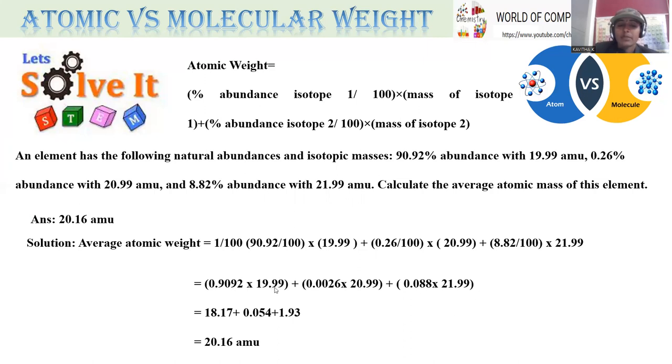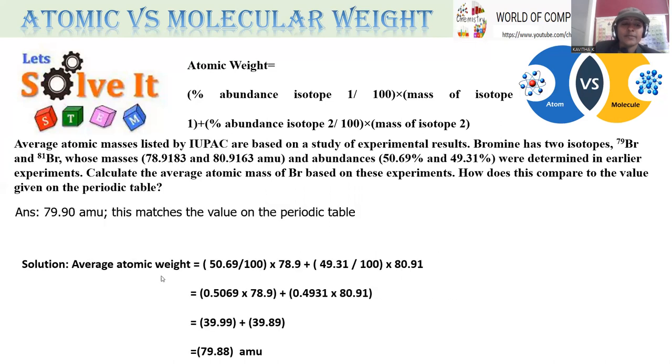Now let us take the multiplied value of all these, followed by summing. You will get the final answer, 20.16 atomic mass units. So this is the answer provided. Calculate the average atomic weight: three isotopes were added by using the formula, so the final average atomic mass is 20.16. Now move on to another problem.